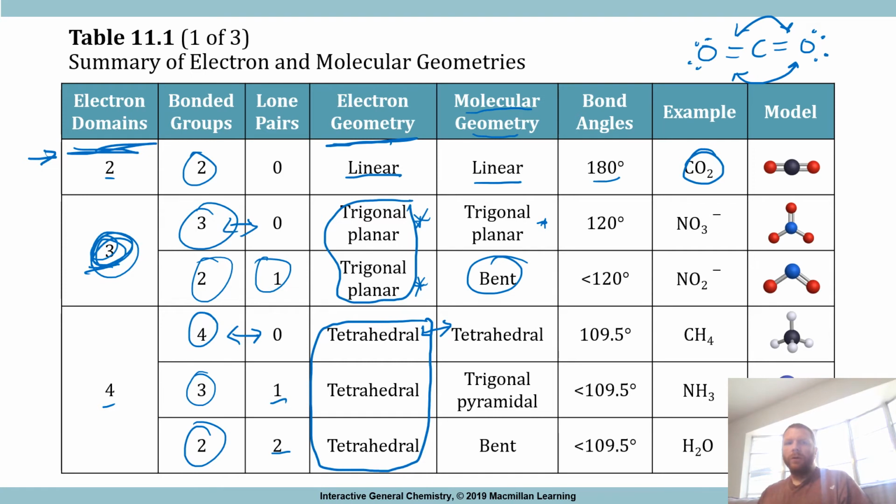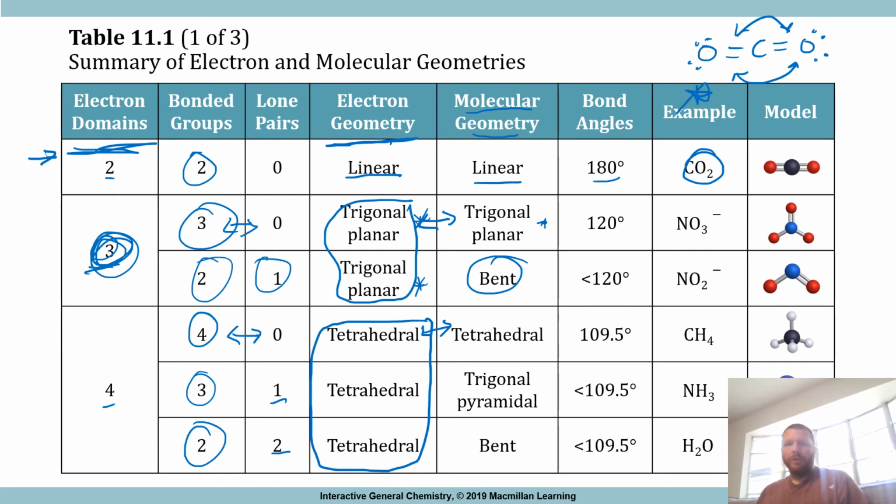But as soon as you start including lone pairs of electrons, things get a little bit different. And a fair question to ask there is, why? Well, the reason is that these lone pairs of electrons occupy more space than a bonded pair of electrons. And so they have more repulsive force than a bonded pair of electrons. Okay, so familiarizing yourself with this table is an important thing.